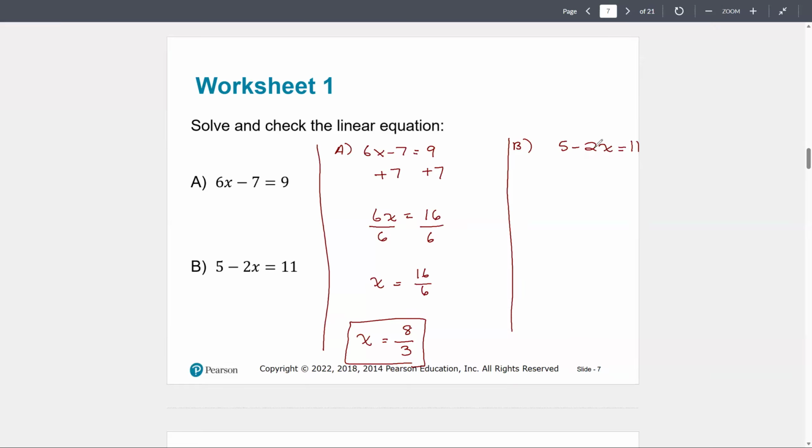Over here, we see a little bit of a switch. We have the 5 minus 2x, but I can't touch this x term yet. So what I can do is, I have this positive 5, I can subtract a 5 to counter it, leaving me with negative 2x equals 6. Now I have a negative 2 times x, so I can divide by a negative 2 to get rid of that, which is going to leave me with x is equal to negative 3.